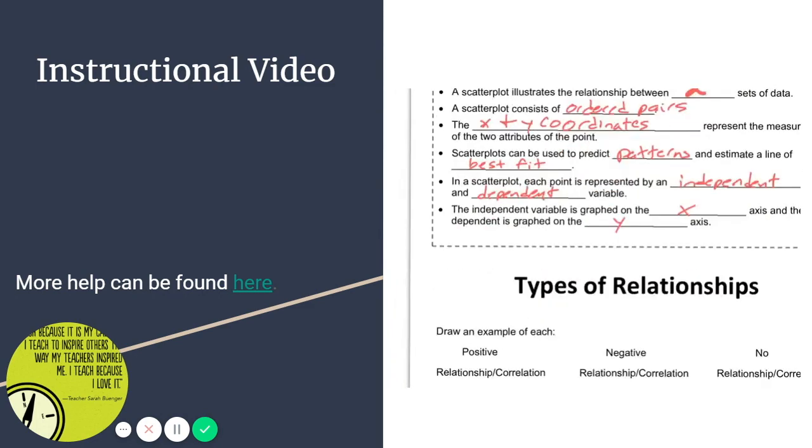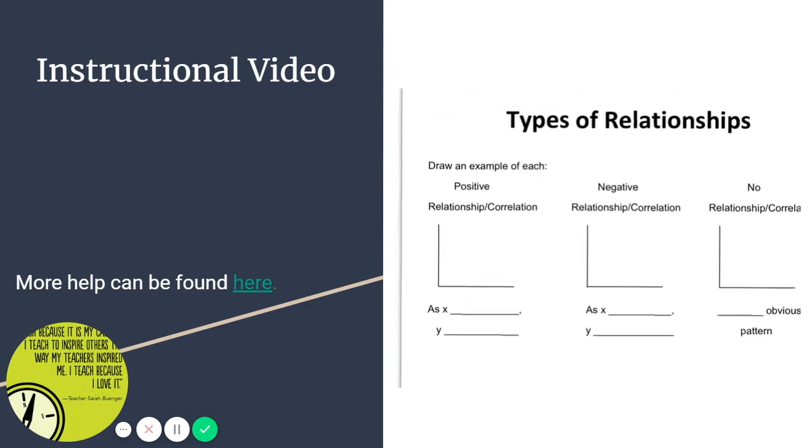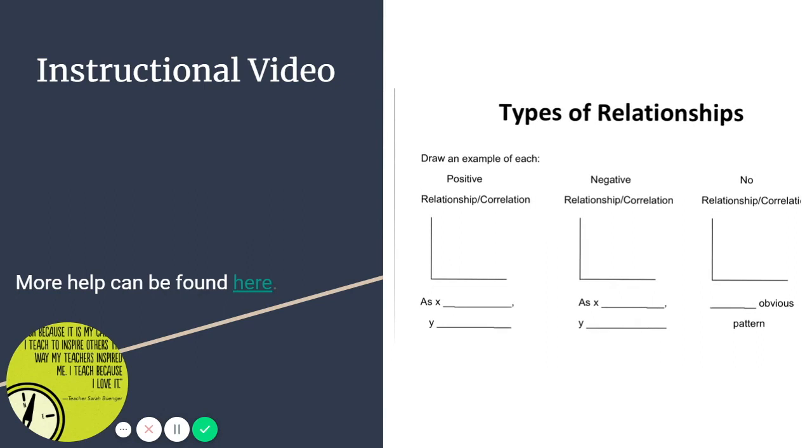Within these scatter plots, based off of this data collection, we're going to see 3 different types of relationships, and they're all going to have to do with what's called a correlation. A correlation is just something that measures that type of relationship. So we can have 3 types. We can have a positive, we can have a negative, or we can have no correlation.